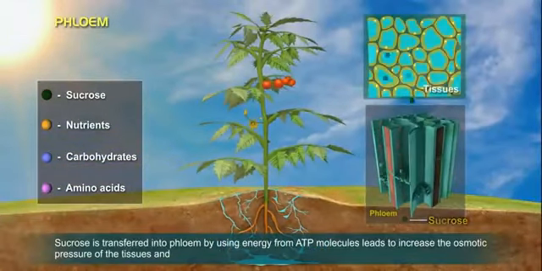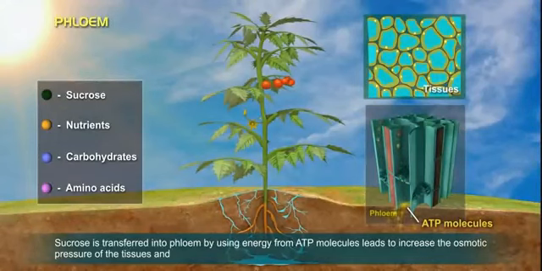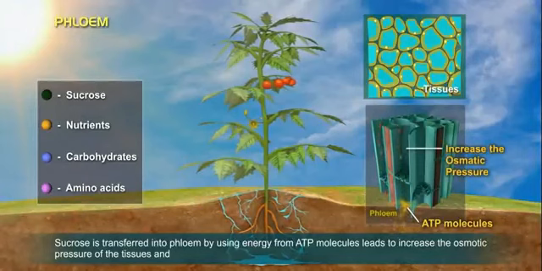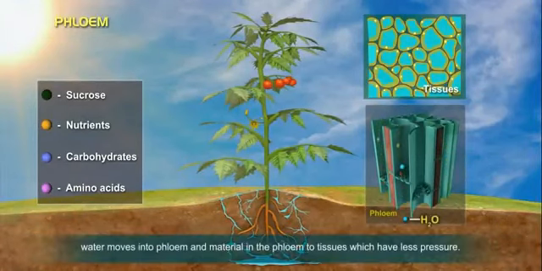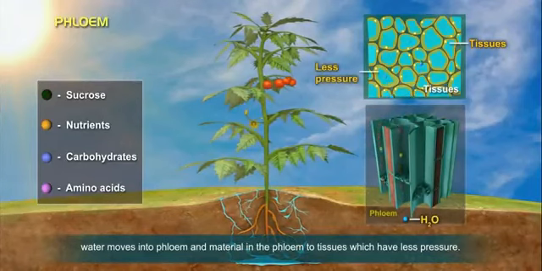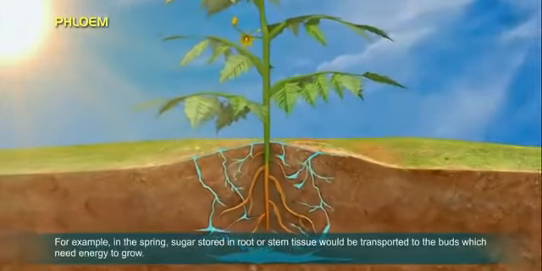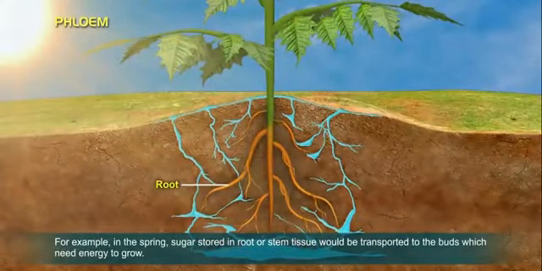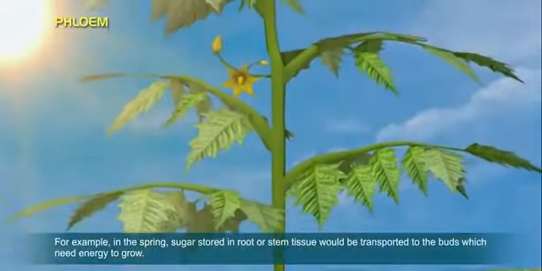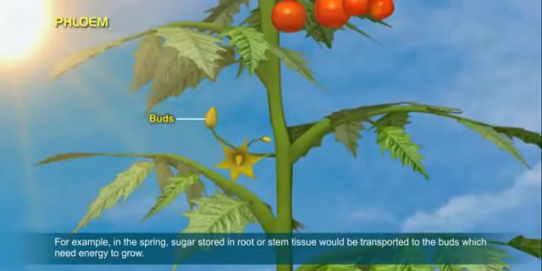Sucrose is transferred into phloem by using energy from ATP molecules, leads to increase the osmotic pressure of the tissues, and water moves into phloem and materials in the phloem to tissues which have less pressure. For example, in the spring, sugar stored in root or stem tissue would be transported to the buds which need energy to grow.